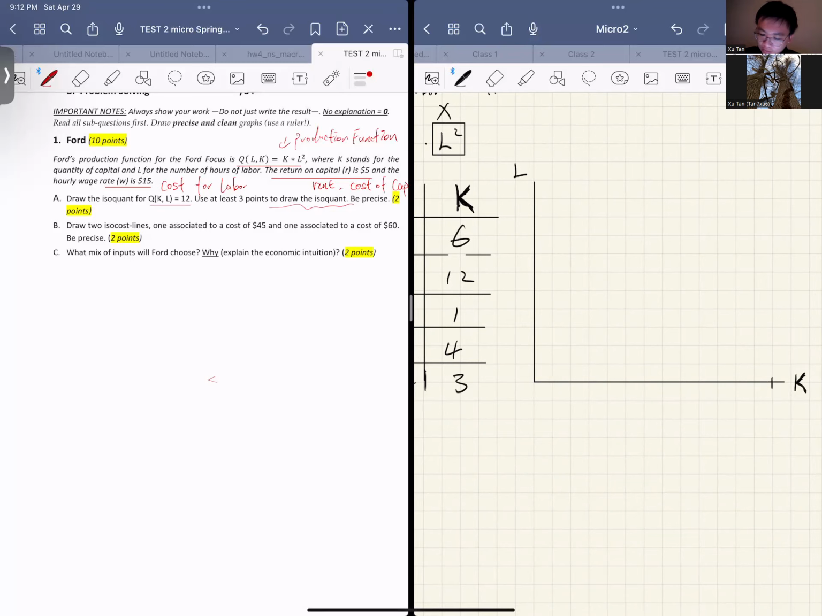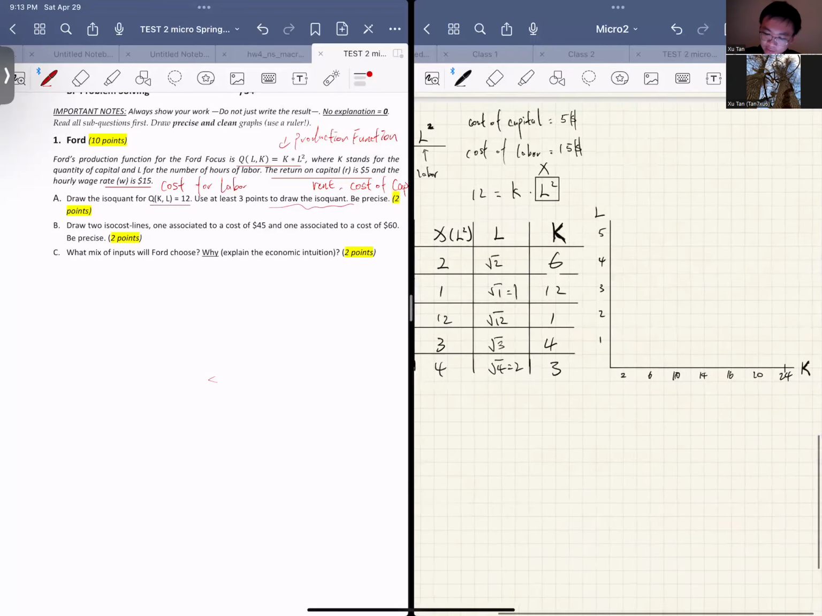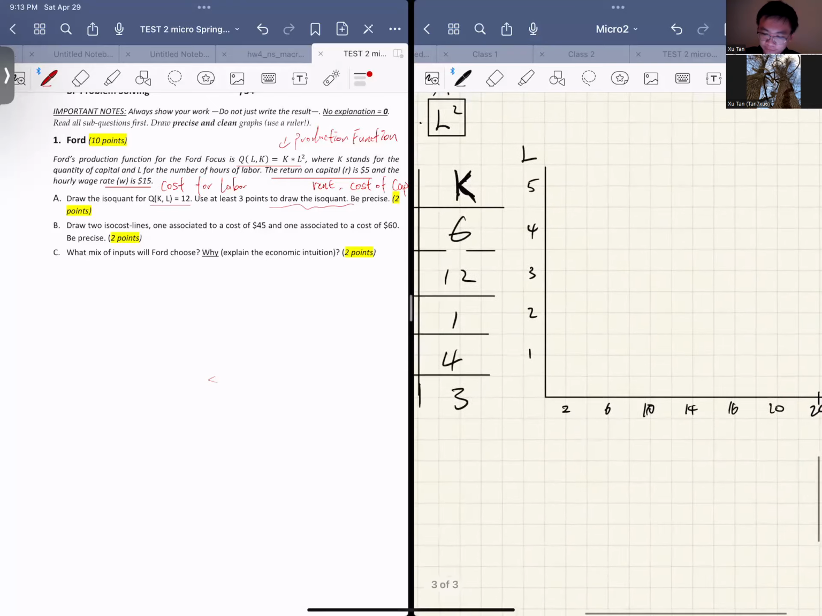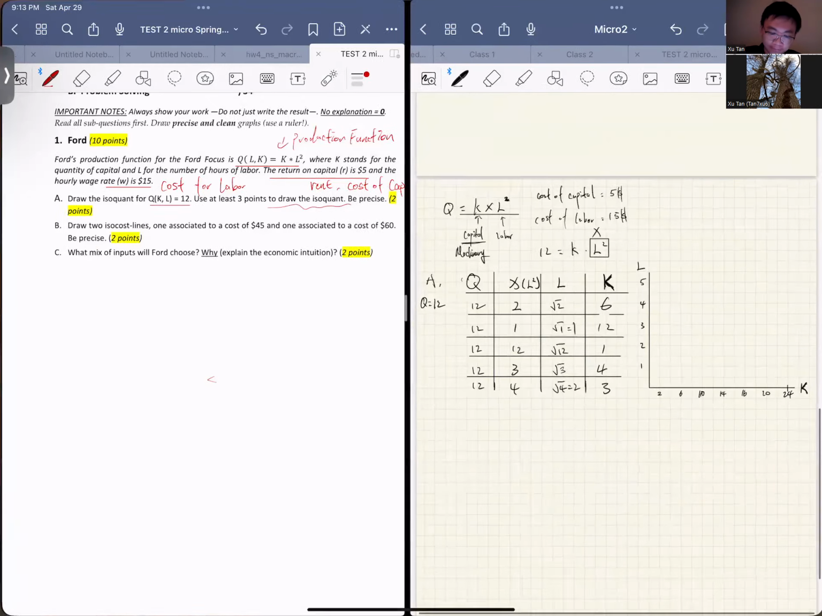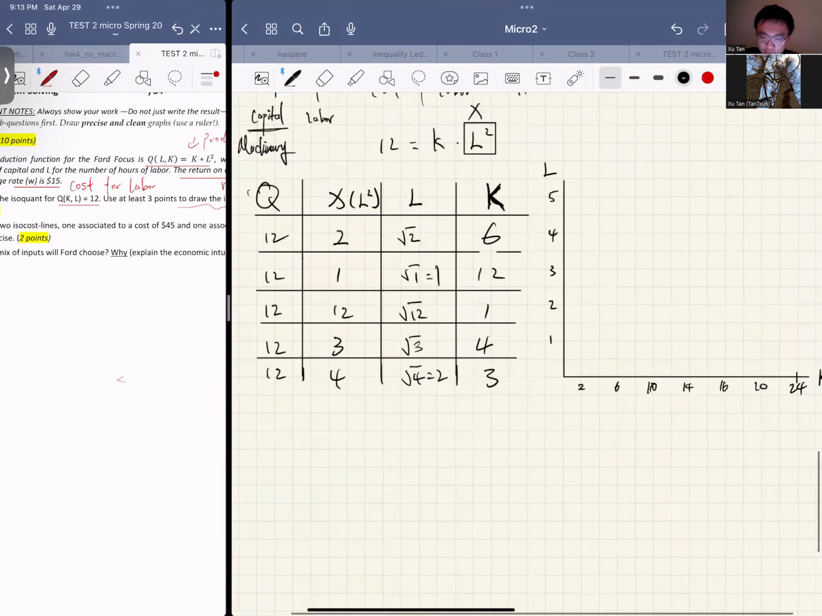Let's do 2, 4, 6, and so on up to 20. And then L, we can do 1. Let's not do 1. Let's do a little bit bigger. 1, 2, 3, 4, 5. So as long as it's in scale, whatever, it should be fine. Okay. Shrink this a little so you can see the whole thing. And let's just graph it.